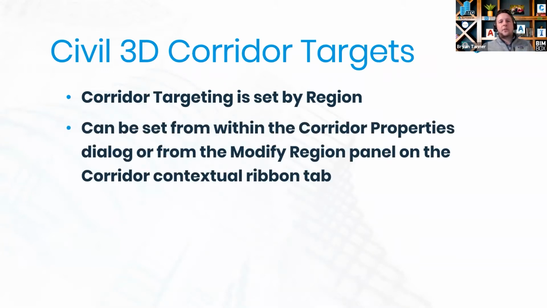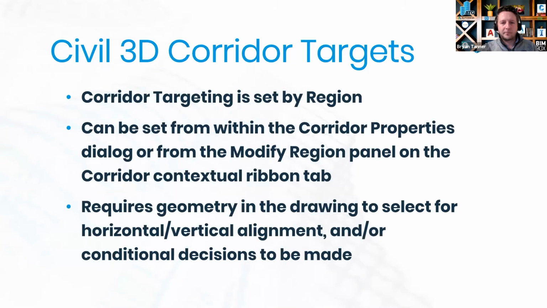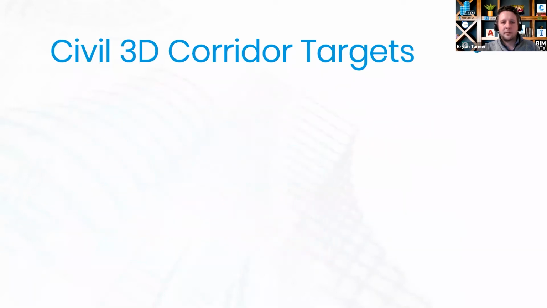The geometry that you're targeting can be set from within the corridor properties dialog, or you can use the contextual ribbon menu and the modify region panel to modify your targets and set them on a per region basis without having to get into the corridor properties dialog. It does require that geometry in the drawing be selected for horizontal and vertical alignment and or conditional decisions to be made. So there has to be something physically available for you to select inside your drawing to define those horizontal and vertical offsets, as well as those conditional targets.